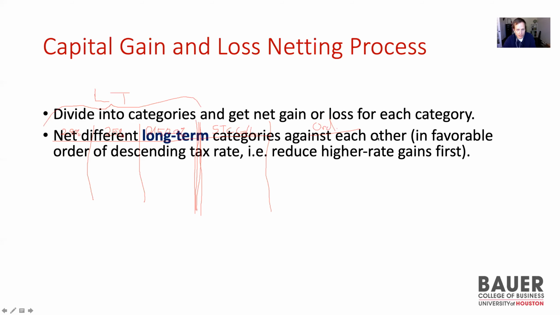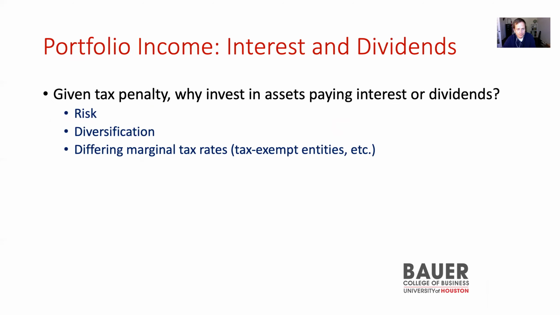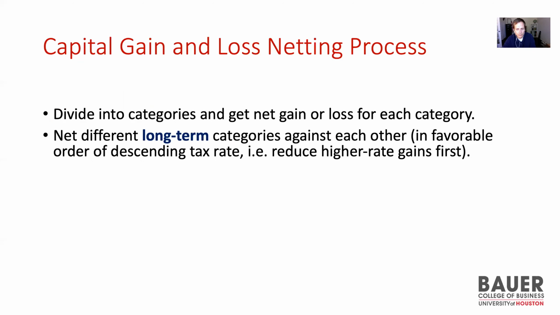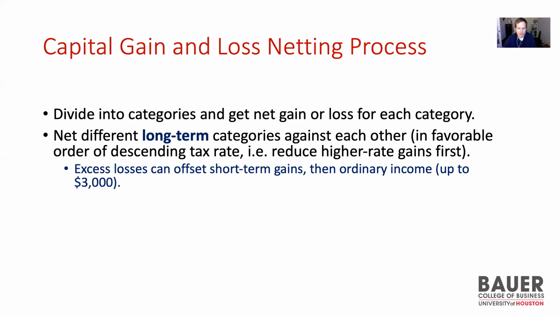What else do I have? Let me get rid of my scribbles here. As we went through, I net the long-term categories against each other first, from the highest rate to the lowest. If I end up with a net loss on the long-term side after all that, that long-term loss can go to the short-term and reduce any short-term gains. Then if I have losses within short-term, and there are no more long-term gains to net, that loss can go against ordinary income up to 3,000. Anything above that will be a carryforward.